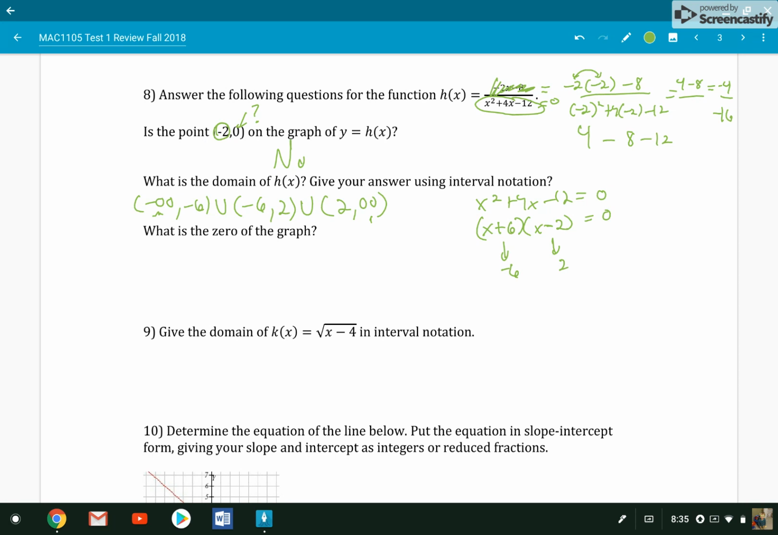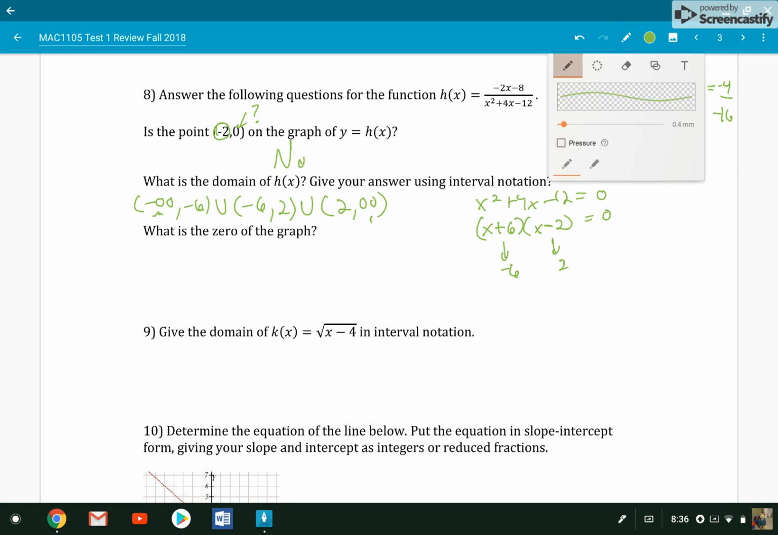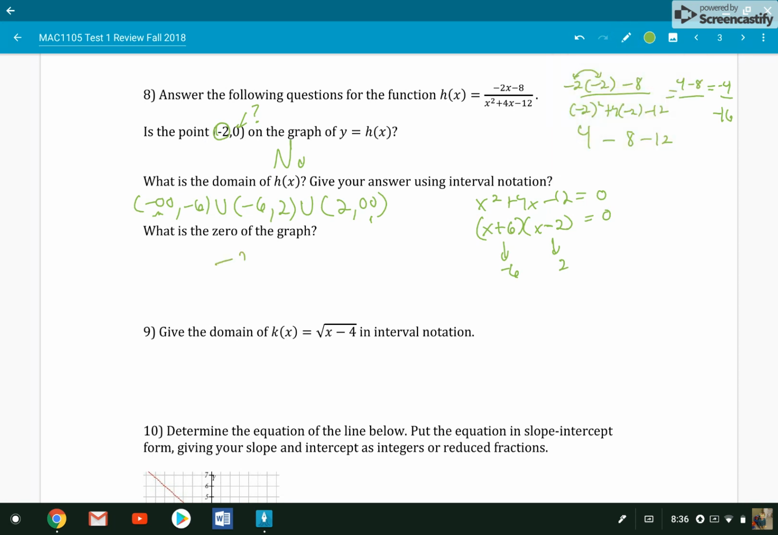Third and final part of number 8, what is the 0 of the graph? The 0 is found by setting the function equal to 0 and solving. So I'm going to take negative 2x minus 8 over x squared plus 4x minus 12. Set that equal to 0.